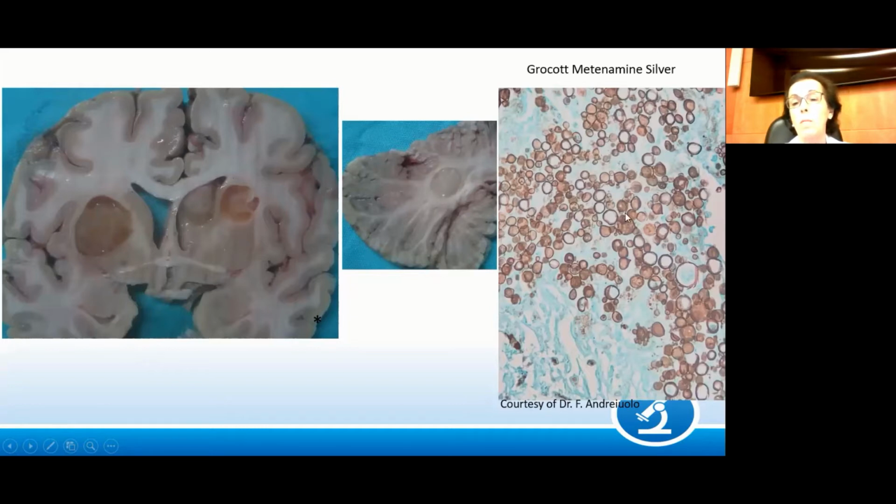This is not the same case, but just to illustrate that in these cases, we see lots and lots of fungi. I take the opportunity to show that the multiplication of Cryptococcus is made by single budding. So we can see here one large one and a small bud here, another one here, another one here. So this is the way they multiply.